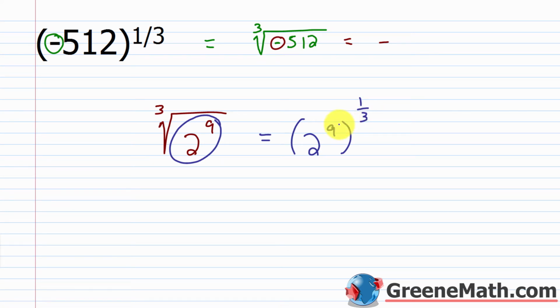Now, by the power rules for exponents, I know that I would multiply. This is like saying I have 2 to the power of what? 9 times 1/3 is 9/3, which is really equal to 2 to the power of 3, or 8. So this is going to equal -8. And the reason I did it this way is because it's going to lead into what we're going to do next. I wanted to give you a brief example. So -512 raised to the 1/3 power is -8.